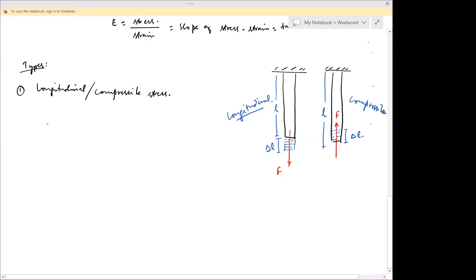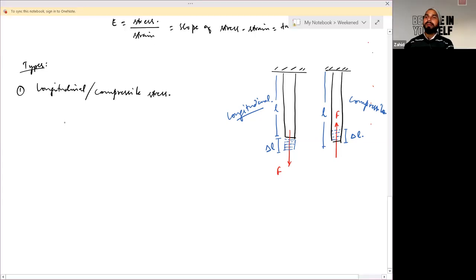Yes, sir. So longitudinal stress is the amount of deforming force applied per unit area. Stress is force divided by area, applied either to elongate or to compress that object, so we define it as longitudinal or compressive stress. Force has the unit Newton and area has the unit meter squared, so the SI unit is Newton per meter squared.